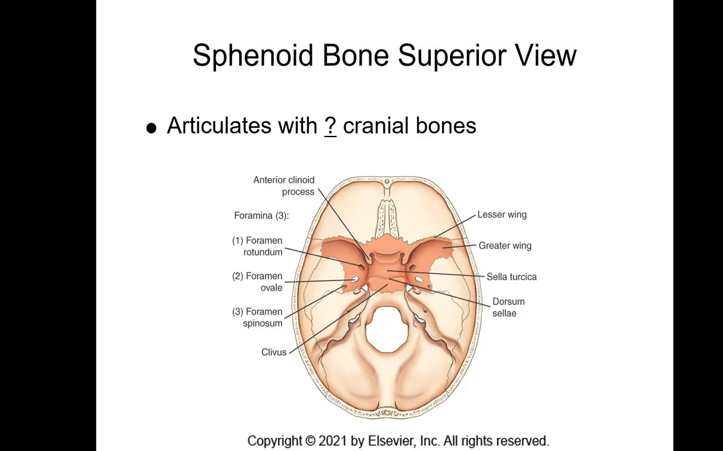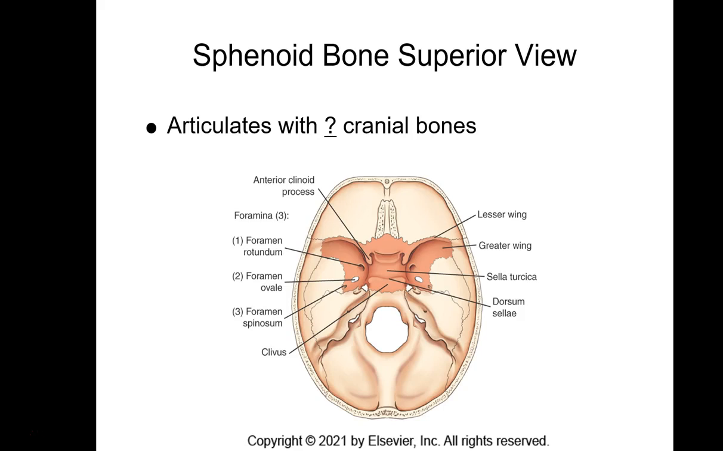The lesser wings extend laterally to about the middle of each orbit. The greater wings extend laterally from the sides of the body and form a portion of the floor of the cranium and the sides of the cranium.